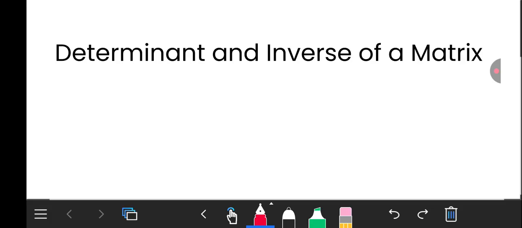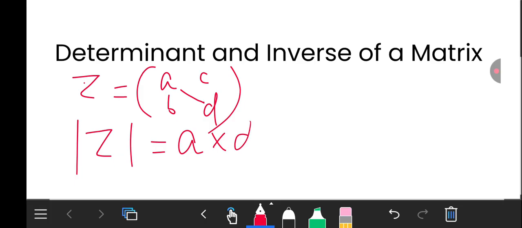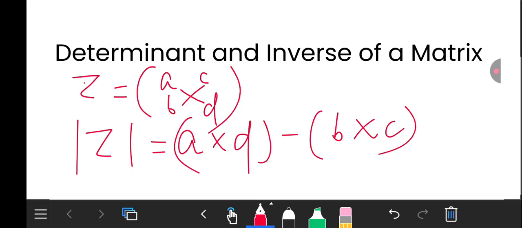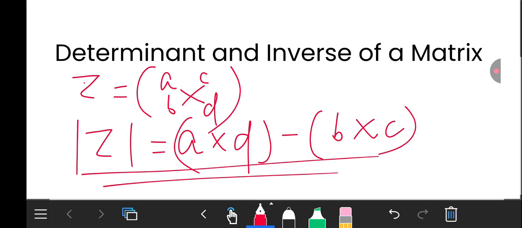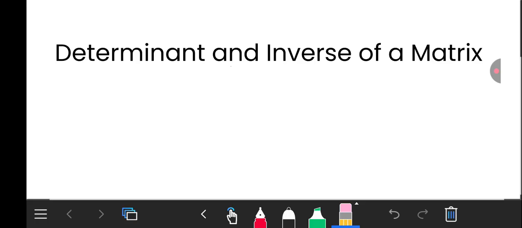Okay, so we said that if you've been given a matrix, let's say Z is equal to A, B, C, D, and we're told to find the determinant, the determinant is simply the major diagonal, which is A multiplied by D, minus the minor diagonal, which is B multiplied by C. So basically, this is what we just looked at. Now let's see how we can find the inverse.